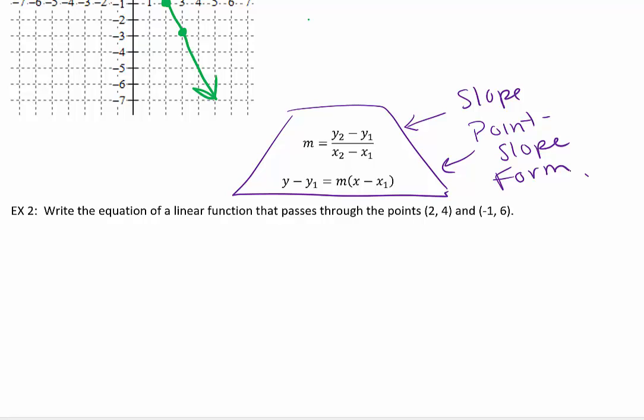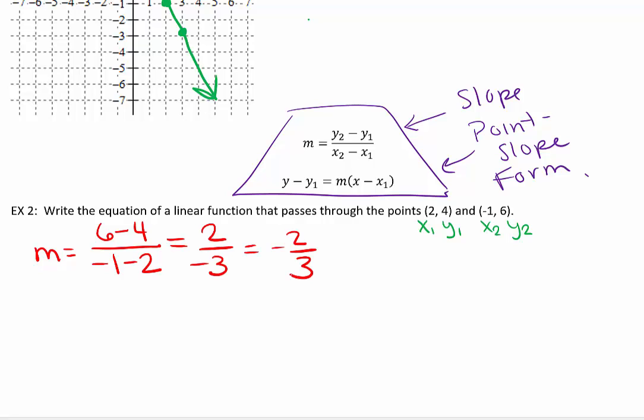Example 2: write the equation of a linear function that passes through the points (2, 4) and (-1, 6). The first thing I'm going to do is find the slope, and I'm going to let that first point, (2, 4), be the (x1, y1), and then the point (-1, 6) is my (x2, y2). I'm going to plug those values into that first formula, the slope formula. 6 minus 4 is 2, negative 1 minus 2 is negative 3, and so my slope is negative 2/3.